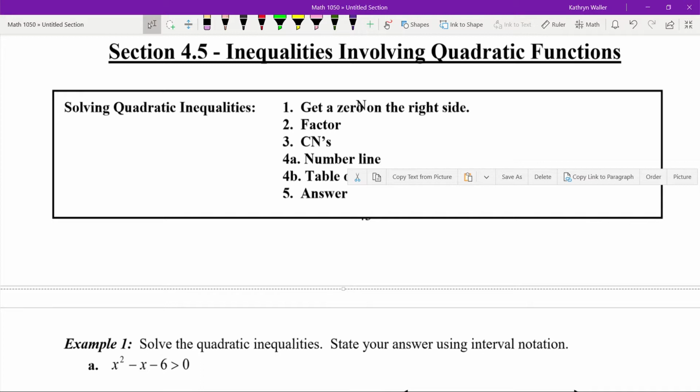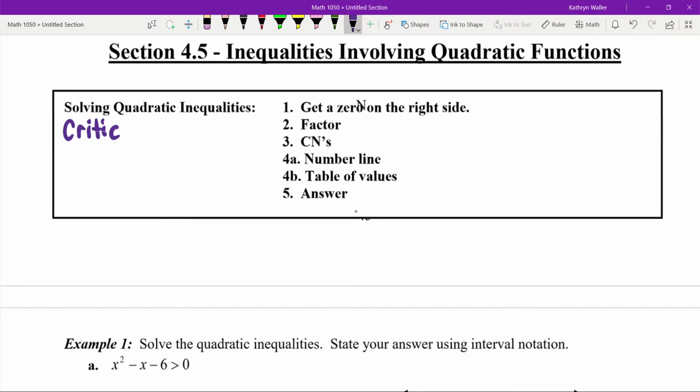Off to the side of this, I want you to write the words critical numbers type 1. When I see you guys on Friday, we're going to do critical numbers type 2, which will be a little bit more difficult than critical numbers type 1, okay? So what makes these problems critical numbers type 1? Two things that you need to look for, okay?